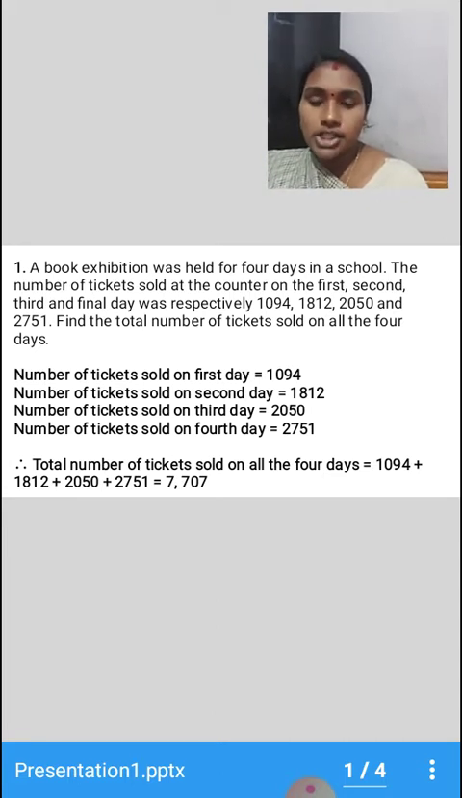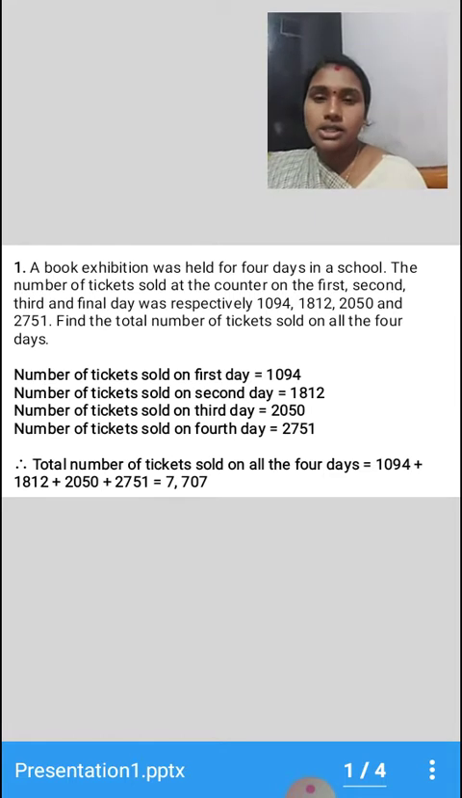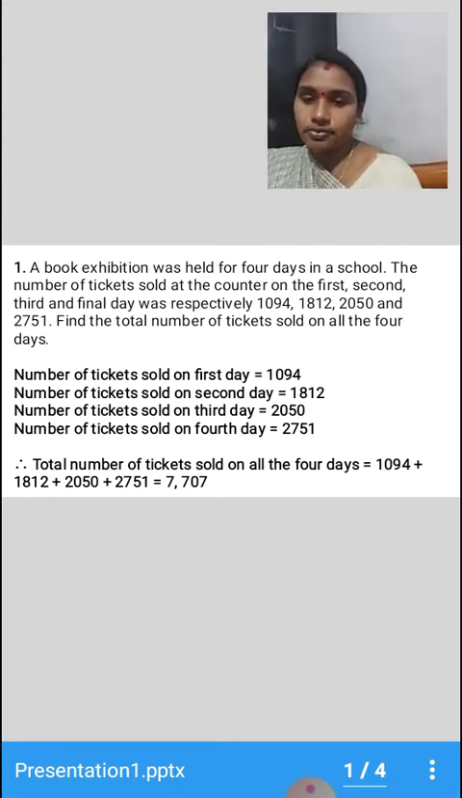But addition always has to be performed in a sequential order, right? So first 1094, then comes 1812, then it is 2050, then followed by 2751. So when you add it, you will get a sum of 7707. Right? What is the answer, children? 7707. So this is the total number of tickets sold on all the 4 days.